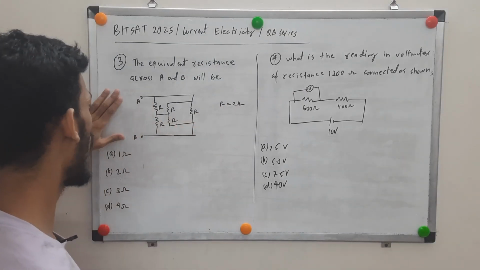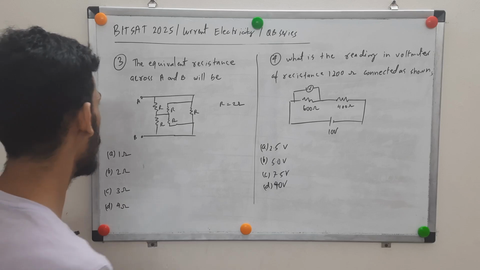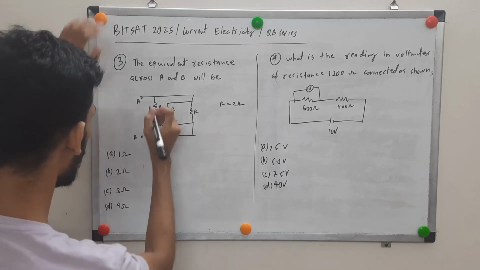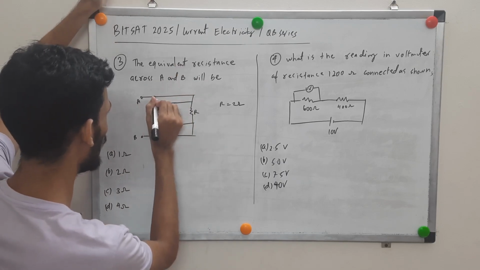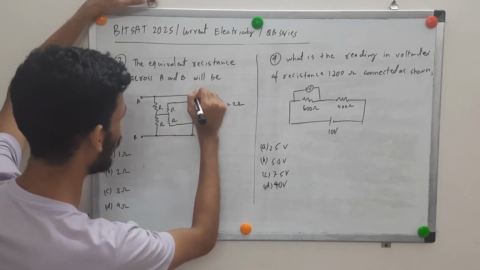We are supposed to find R equivalent between A and B. So for this type of question, I recommend you simplify the circuit, right? It's very simple when you simplify it.